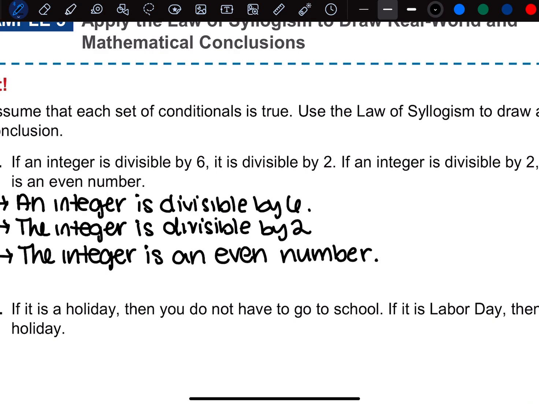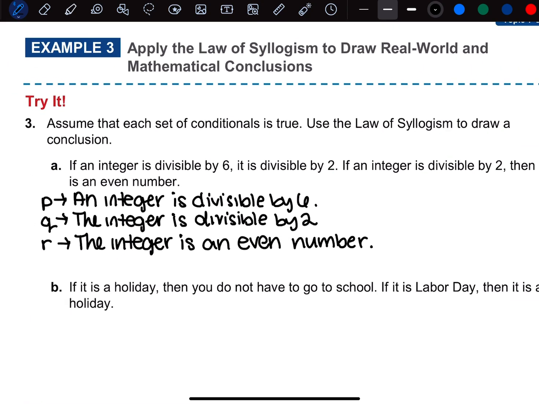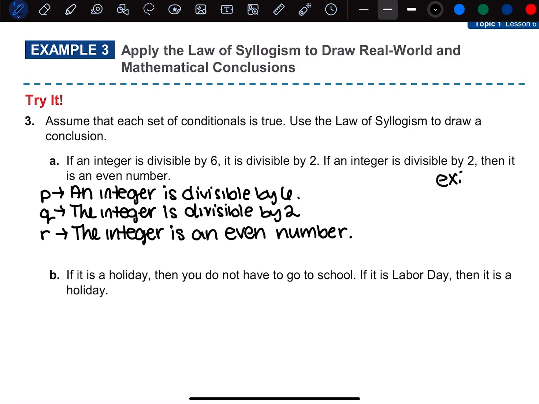So say if we picked out a number randomly. Let's go with 12. Is 12 divisible by 6? The answer, yes. It would then give you 2. So that one works. Is the integer divisible by 2? Yes, because 12 divided by 2, that works. And is it also an even number? Yes. So therefore that example makes that number fit in this scenario.